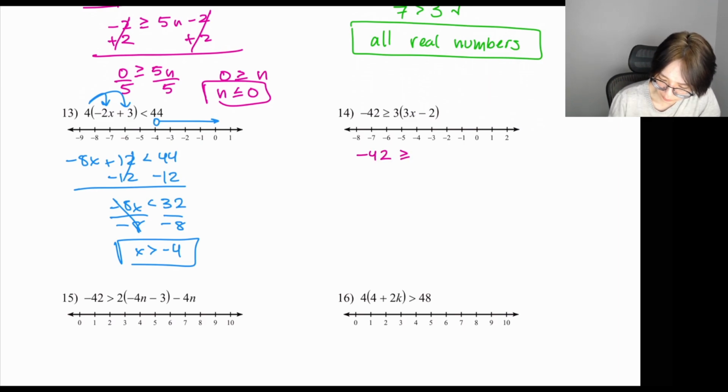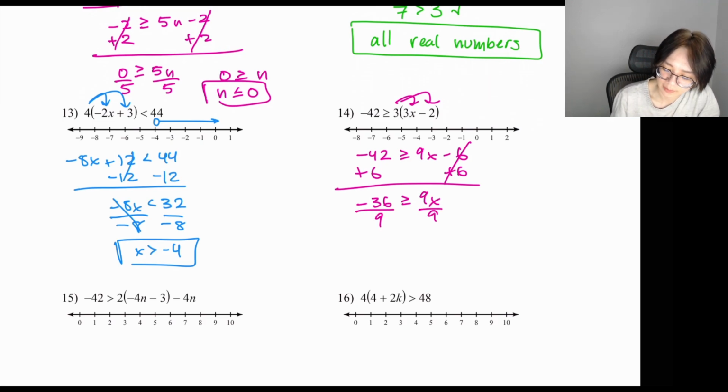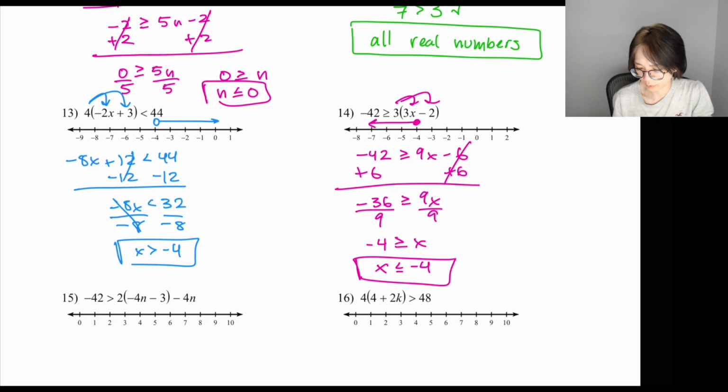Even more distribution. 3 times 3x, 9x, minus 3 times 2, 6. Adding 6 to both sides, it's going to be negative 36, greater than or equal to 9x. Divide both sides by 9. Negative 36 divided by 9 is negative 4, greater than or equal to x. If I flip it around, x is less than or equal to negative 4. To graph it, close circle at negative 4. Everything less than negative 4, so towards the left.